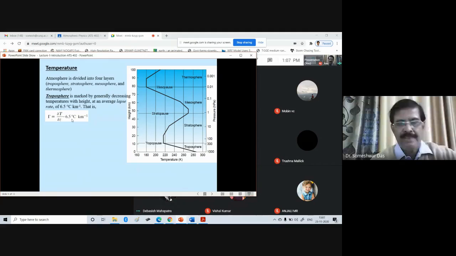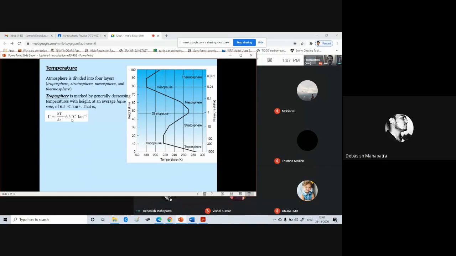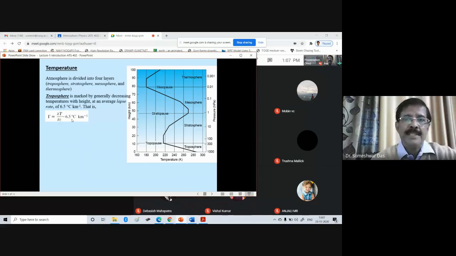Okay, fine. So now you can remember the dry adiabatic lapse rate is approximately 9.8 or 10 degrees centigrade per kilometer. That means if the atmosphere is dry, the temperature will decrease more rapidly.